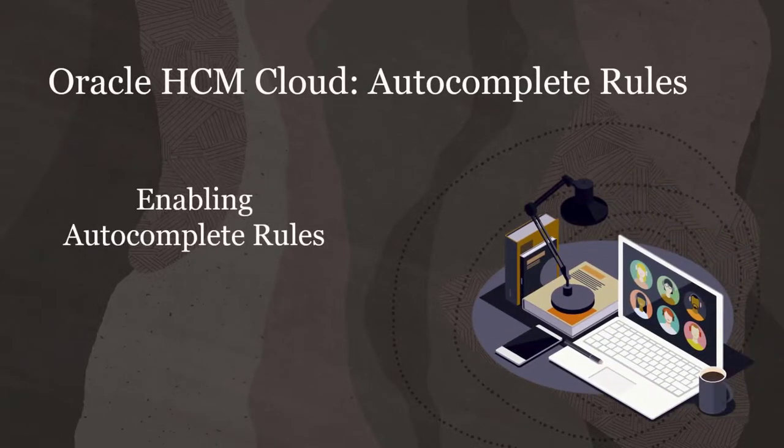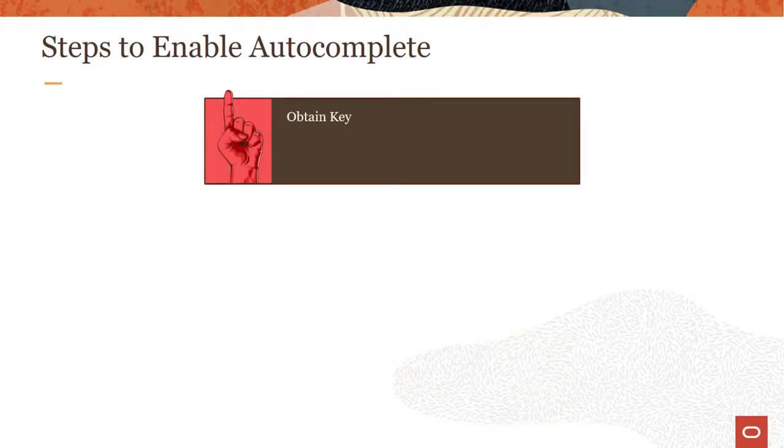In this video, I'll explain how to enable the autocomplete rules functionality. The autocomplete rules feature is hidden by default. To enable autocomplete rules, you must first create a service request to obtain a key. You will submit your use cases for the rules you want to implement in the autocomplete program application.